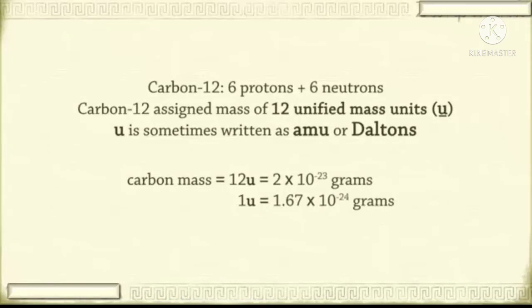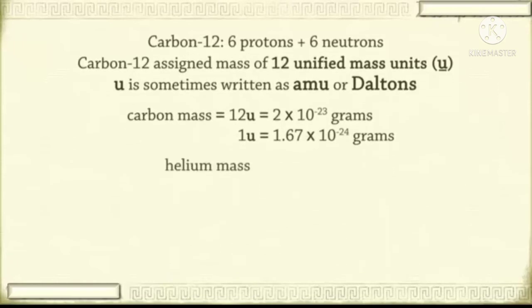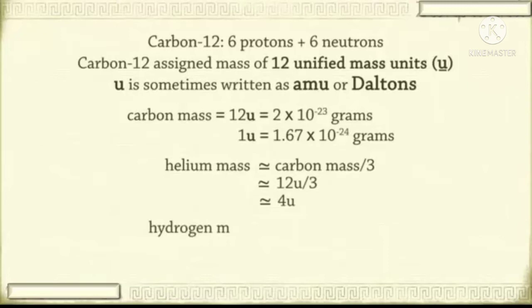So then, helium is about 4U, because a helium atom is about 1/3 the mass of a carbon atom. 12U divided by 3 equals 4U. Hydrogen, the smallest atom, is about 1U, because it's about 1/12 the size of a carbon atom. 12U divided by 12 equals 1U.